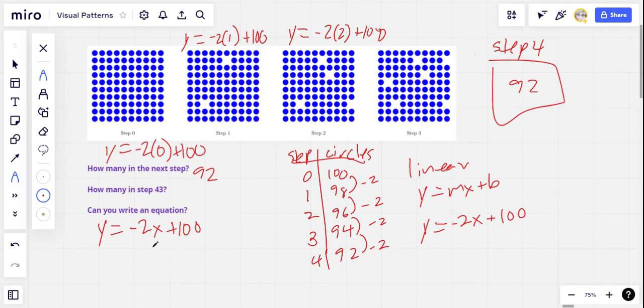Now that we've got an equation, we can just plug step 43 into it and see if there are going to be any left in step 43 at all. So y equals -2 times 43 plus 100. Well, -2 times 43 would be -86, and then we've got that plus 100. So I think there are 14 blue circles left in step 43. What do you think?